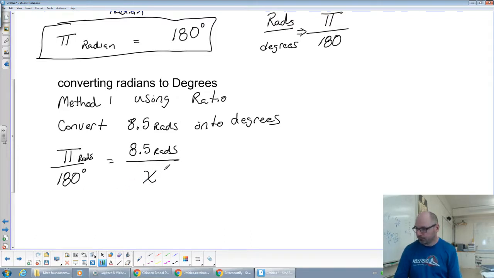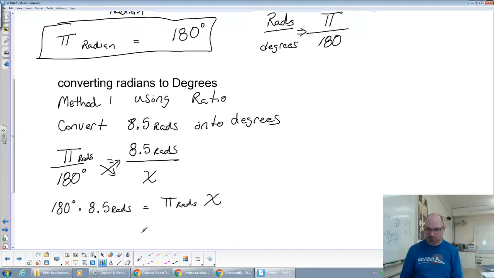Okay? So we can just cross multiply. Okay, so we can say 180 degrees times 8.5 rads is equal to pi radians times x. Okay, so you can do some calculator work here.